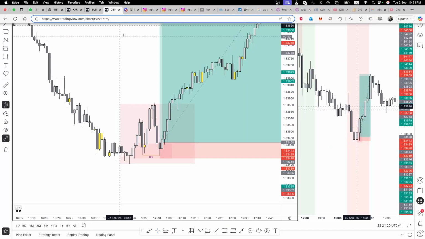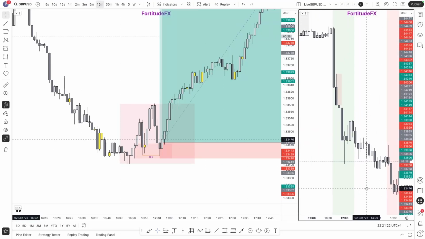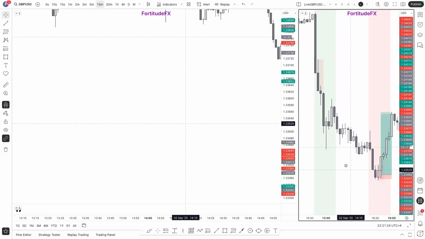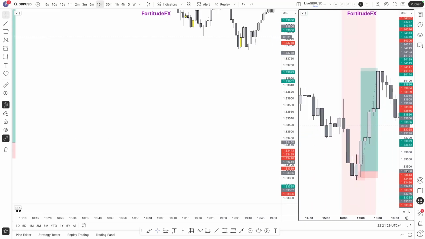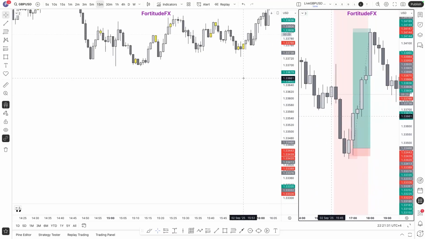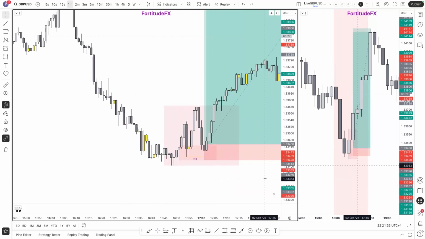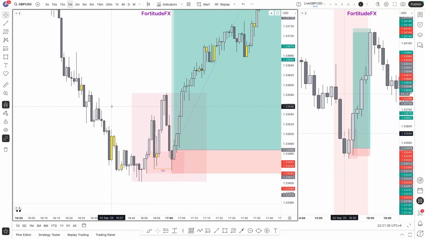Let's look at GU right here. GU also, we didn't have any opportunities in the London session, but looking at the New York session, there was definitely an opportunity. And let's study this. So over here, what is going on? We have clearly strong bearish downward momentum.